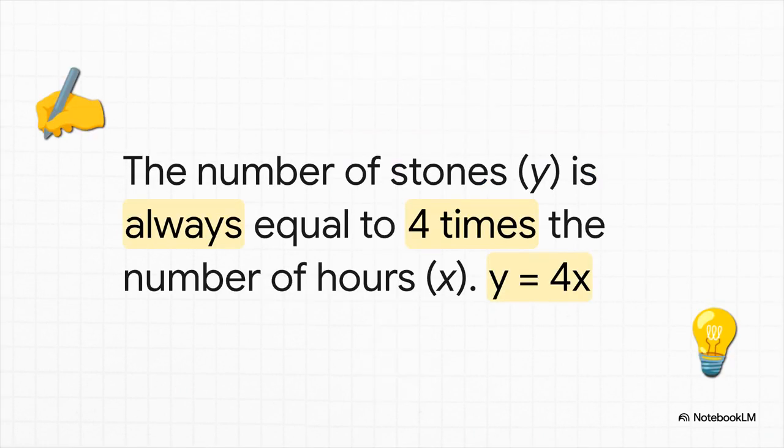Yep, you multiply by 4 every single time. And we can express that rule in this one super powerful little sentence. The number of stones, our Y, is always 4 times the number of hours, our X. This simple equation, Y equals 4X, that is the story's hidden rule, brought out into the open.